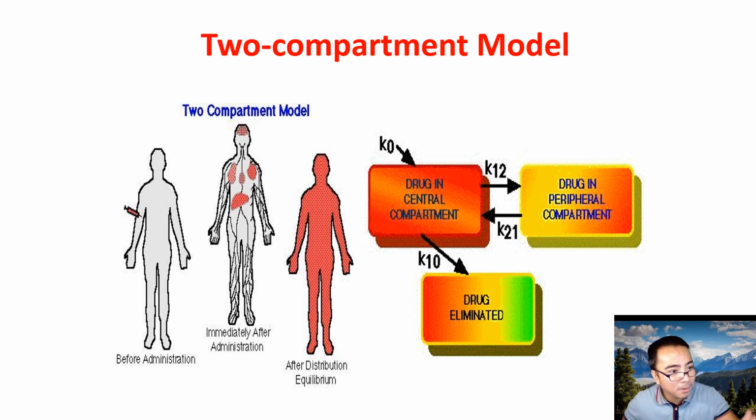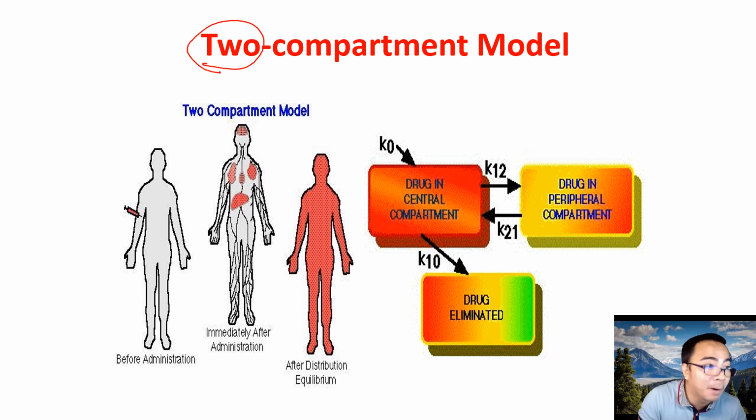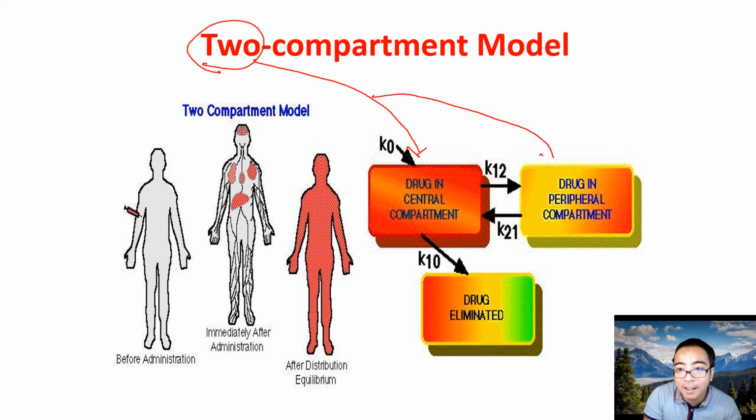Now, let's talk about the open two compartment model. In the open one compartment model, isa lang yung compartment na pinag-uusapan natin, and that's the central compartment. Now, when we're talking about open two compartment models, obviously we are talking about two compartments here. And those two compartments here, class, include the involvement of the central and the peripheral compartments.